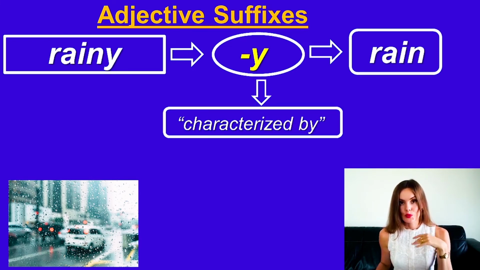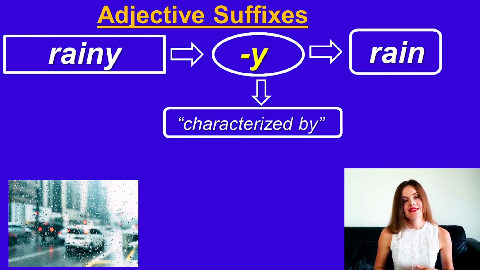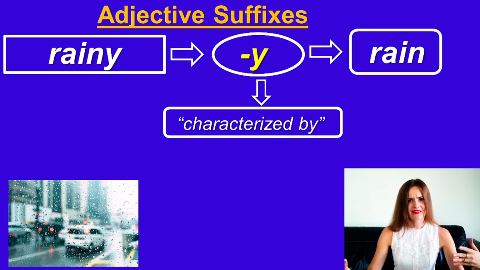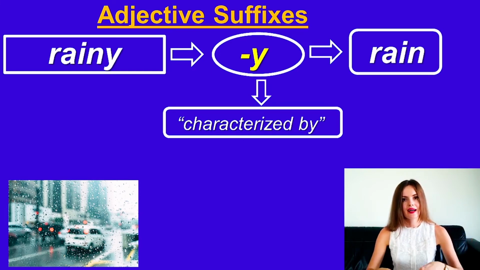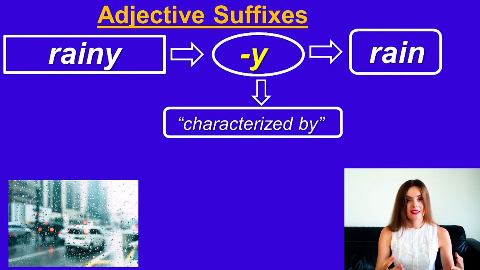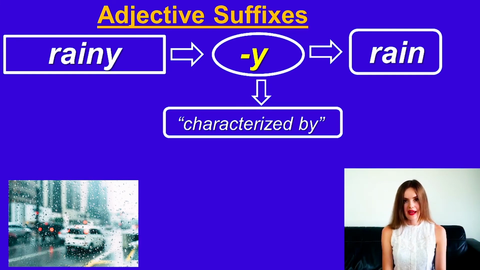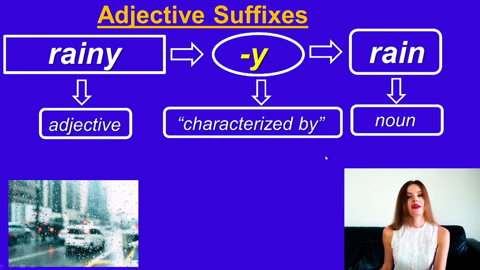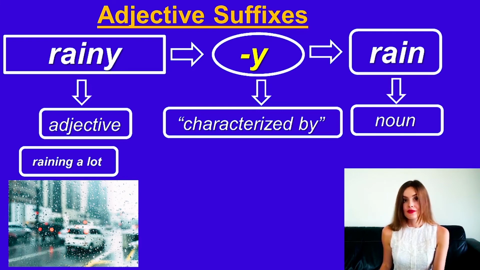Suffix E, which is spelled with letter Y, means characterized by. For example, rainy season, the season which is characterized by rain. So rain is a noun. When we add the suffix Y, that sounds like E, we get an adjective, rainy. Rainy weather, rainy season. Rainy means raining a lot.